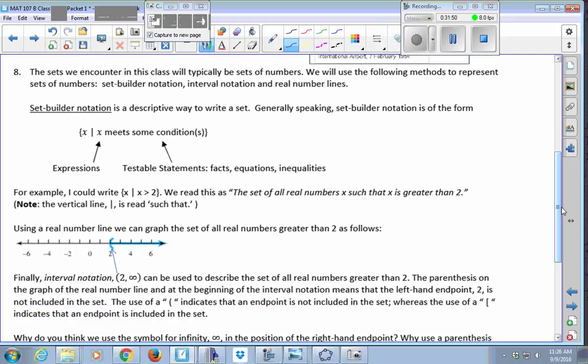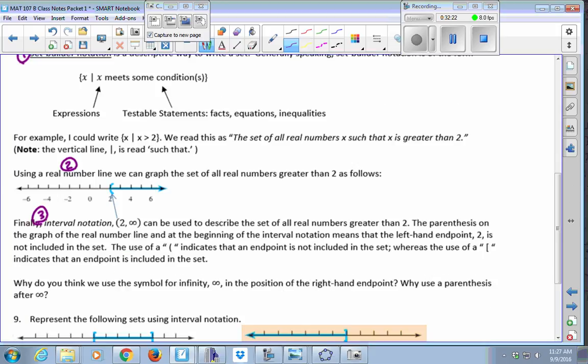We're going to use 3 different techniques to indicate sets that are infinite. We can't write every single number that's on the real number line because it's an infinite number of numbers. So we have to have some way to represent sets that are infinite. And since we're going to be talking about number sets a lot in this class, we're going to use something called set builder notation, a graphical representation with the real number line, and finally, interval notation, which you're going to use all the time with your homework. MyMathLab uses interval notation, so you'll have lots of practice with this.